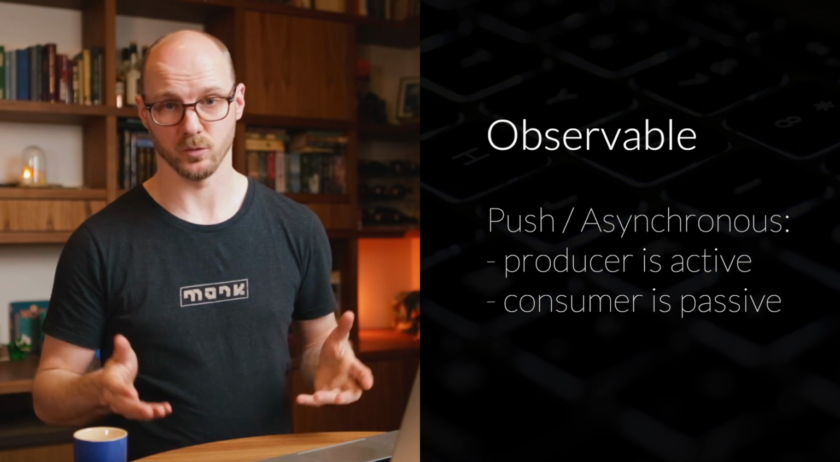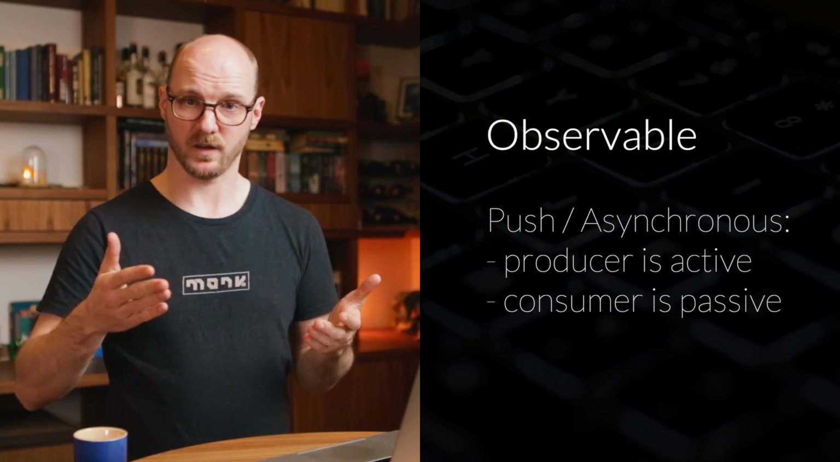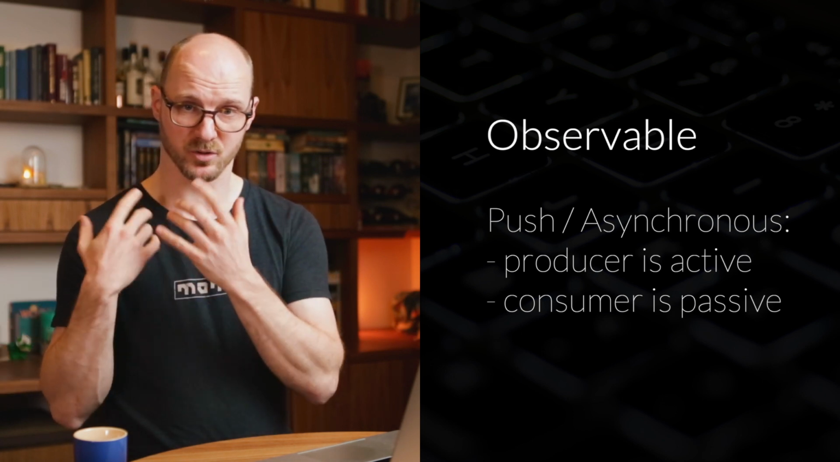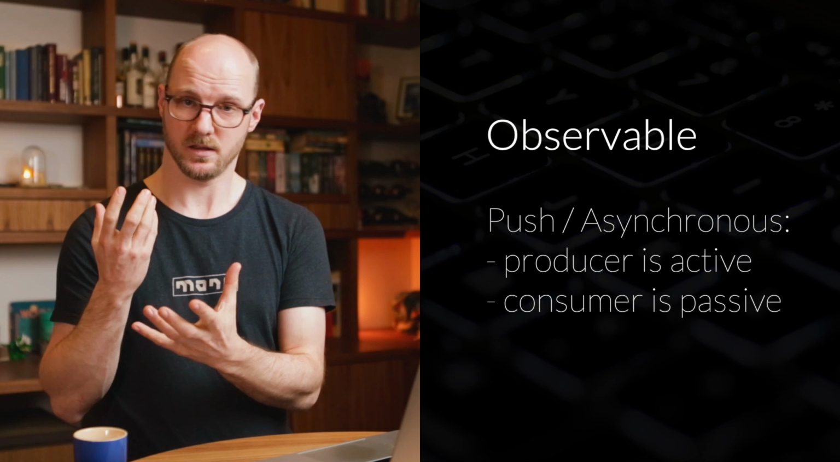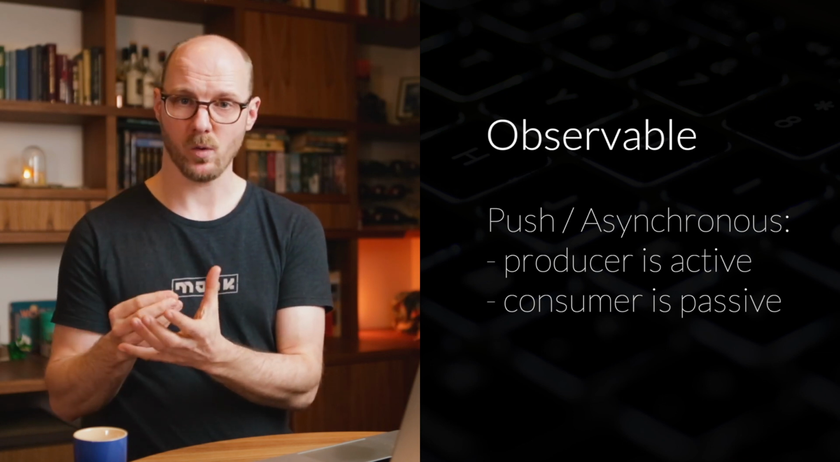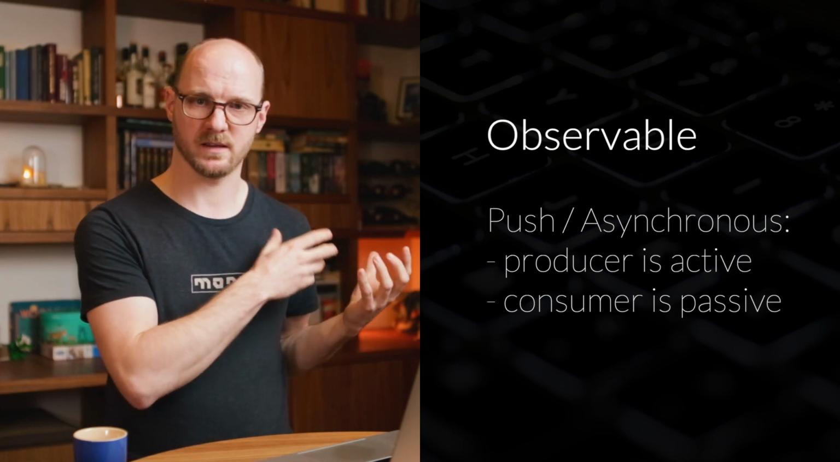And lastly, the observable. Observables allow delivery of multiple values at different points in time. They are the push model. The producer has the initiative. It produces data at its own pace. It determines, now I have new data available, I will push it towards the consumer. The consumer has to deal with it.